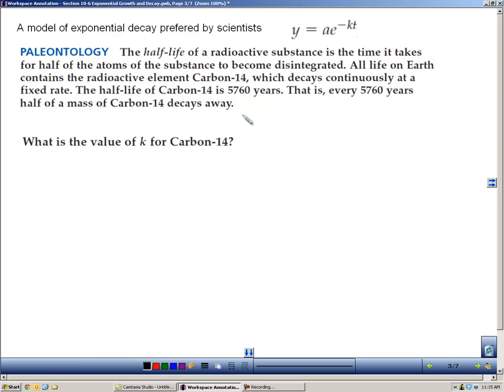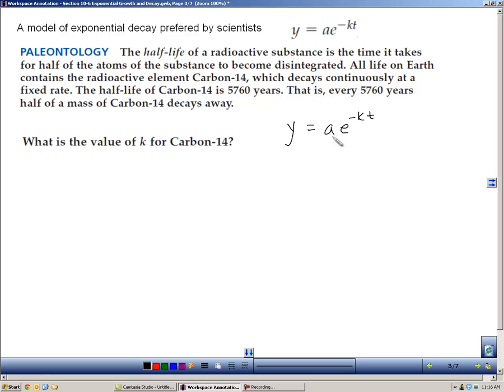I'm going to use this example because it helps us see how to deal with exponential decay, but just understand that I don't buy some of this from a factual standpoint. So here's our formula: y equals a base e to the kt power. Now k is some constant, and that's what we're trying to find. We're trying to find the value of k for carbon-14.